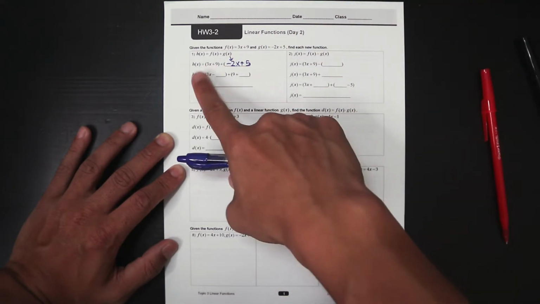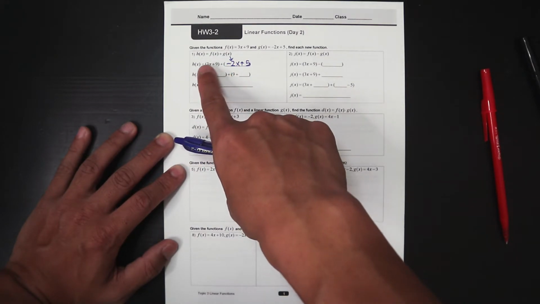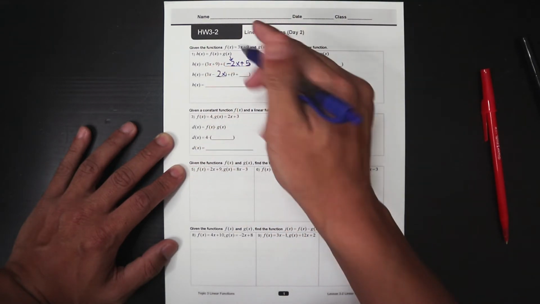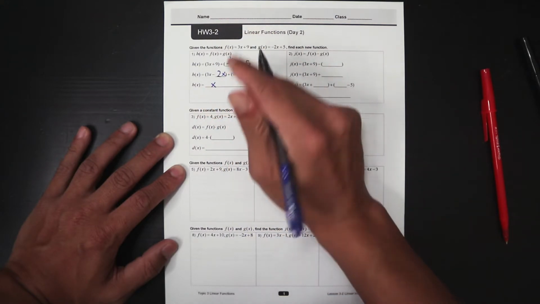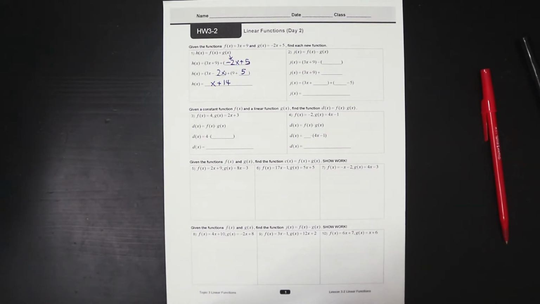Then from there, we're going to combine some like terms. We're going to group the like terms together. So on the second part, I see that 3x and negative 2x are like terms. So 3x minus 2x. And then 9 and 5 are like terms. You're going to put it together like this. So 3x minus 2x is just x. And then 9 plus 5 is 14. So x plus 14 is your final answer.